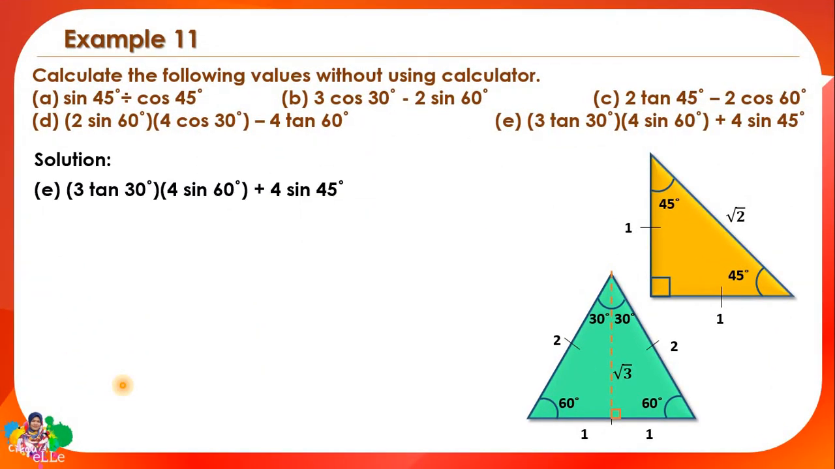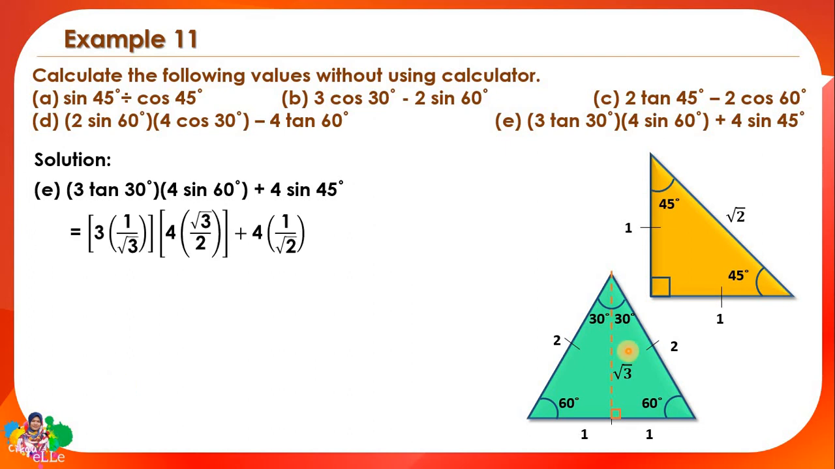Okay, next question E. 3 tangent 30 times 4 sine 60 plus 4 sine 45. Okay, you solve this one, you get 3 tangent 30. Tangent 30 is 1 over square root 3. Sine 60 is square root 3 over 2. And sine 45 is 1 over square root 2. Okay, you get this value for tangent 30, sine 60 and sine 45 by referring to these two triangles.